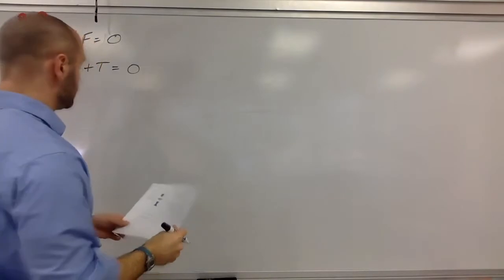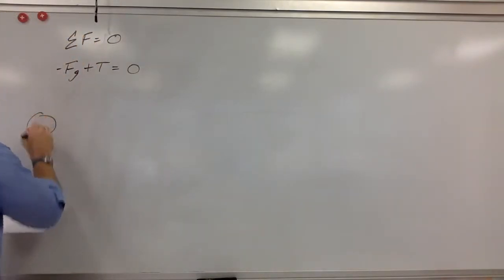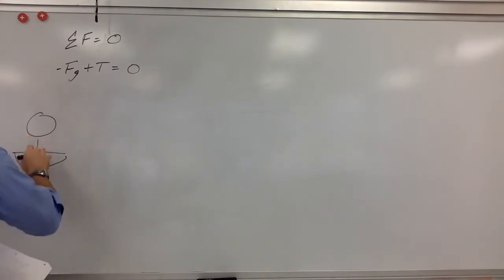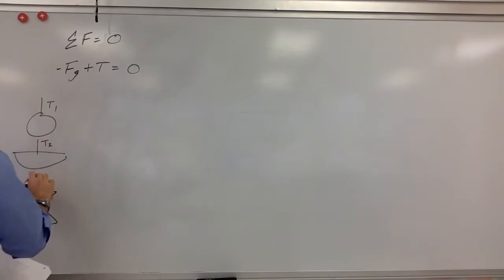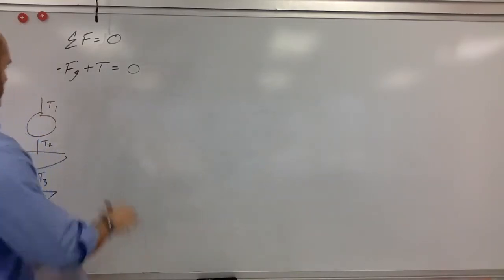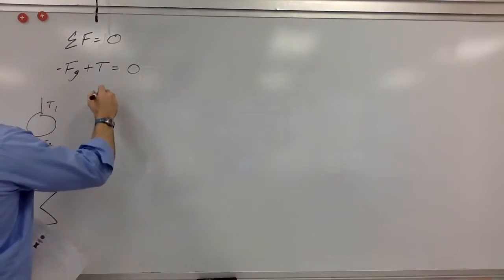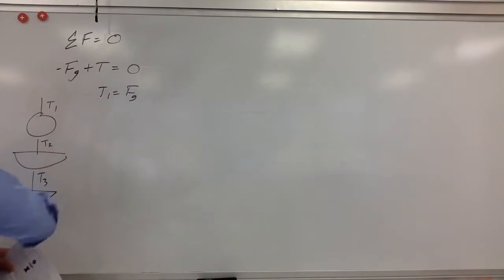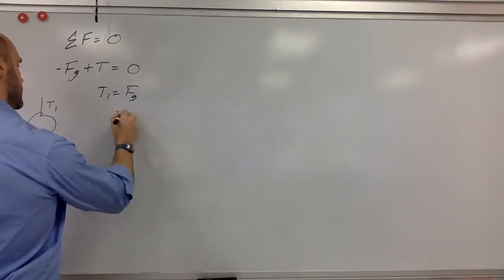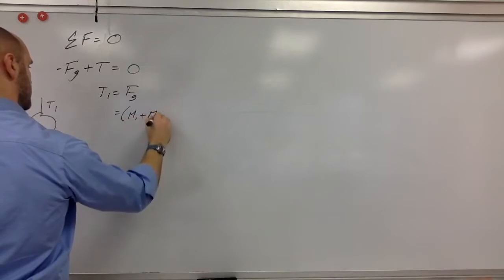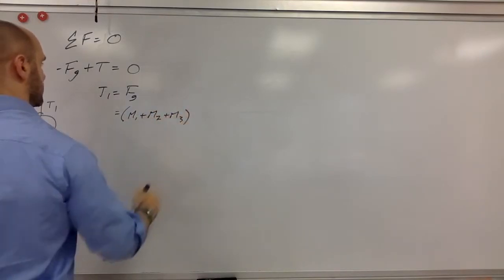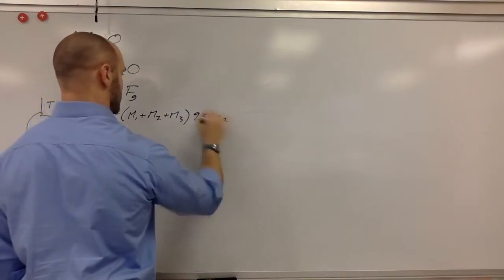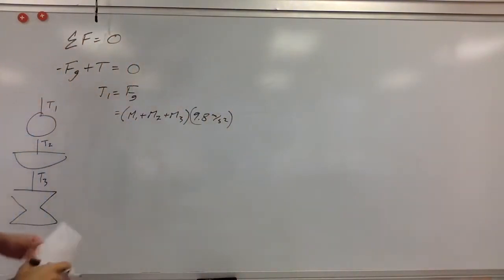So we're looking at this tension, and what I'm going to do is this. I'm going to say this is T1, T2, T3. All right, so we're looking at T1. So let's look at T1 first. So T1 is equal to Fg, and T1 is holding up all of these masses, right? So T1 is equal to m1 plus m2 plus m3 times the acceleration due to gravity, times 9.8 meters per second squared. So that's T1.